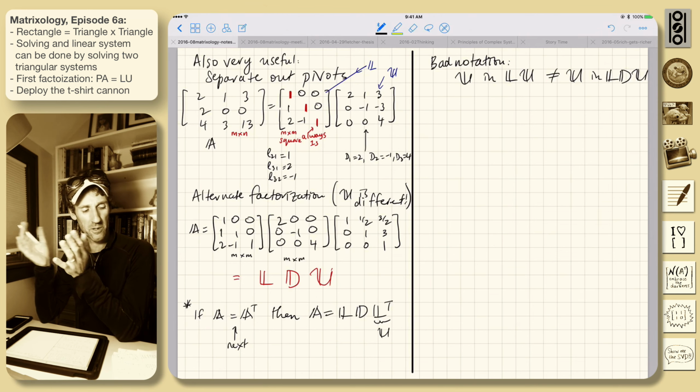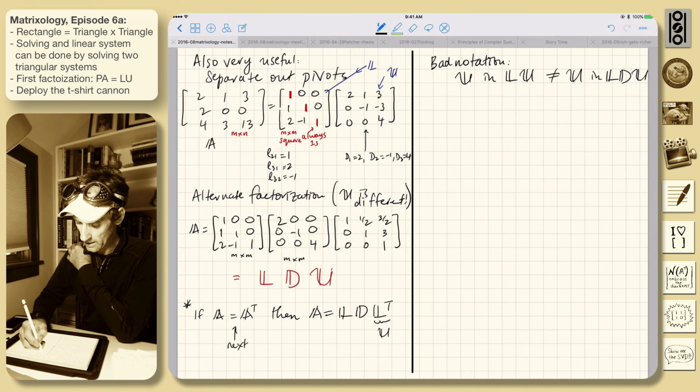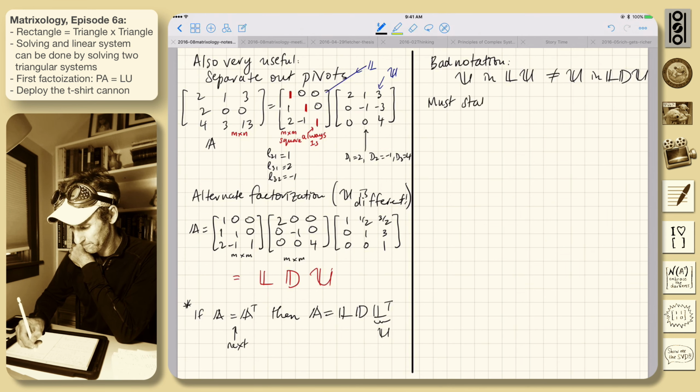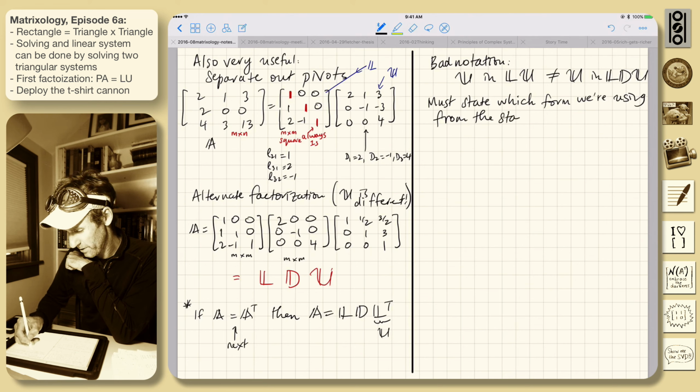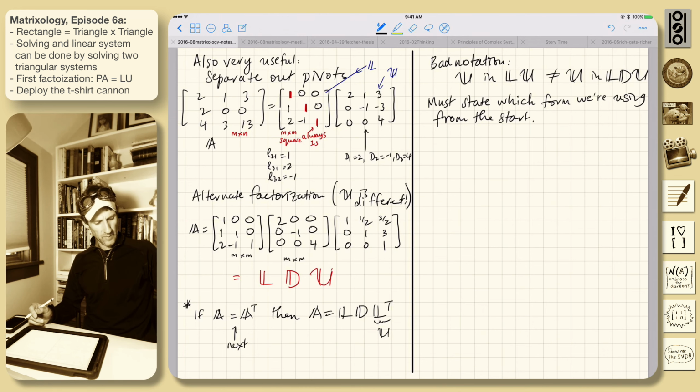So you just have to know which one you're doing. You have to state which one you're doing from the start. Right, so we must state which game we're playing. Which factorization, which form we're using, okay? From the start, okay. That's pretty good. It's a fairly amazing result. You can do this with everything.